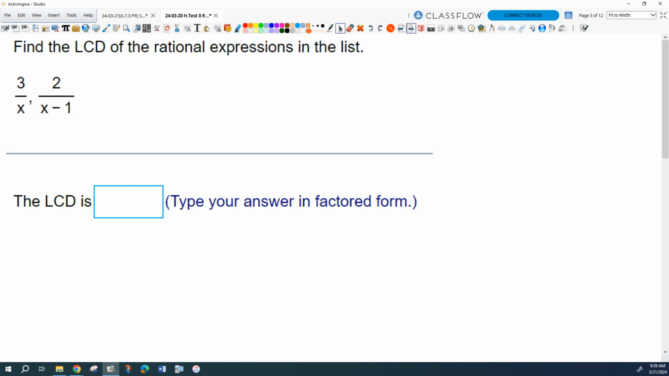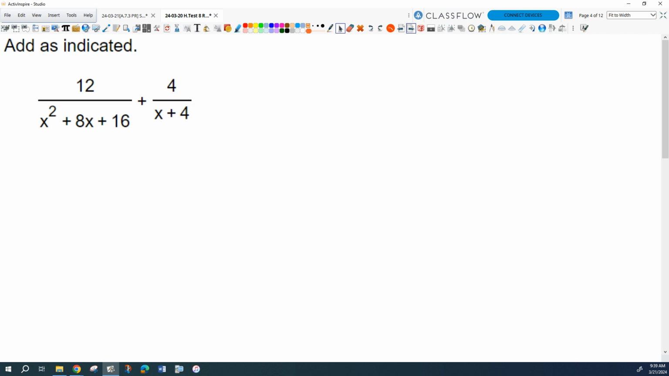Okay, real quick, what's my LCD going to be? X times x minus 1. There you go. Okay, let's add these up. So adding, this is a little tougher. Now we're adding, so we are going to need a common denominator. What do we have to do first to get there? Factor. Find the LCD. Factor.